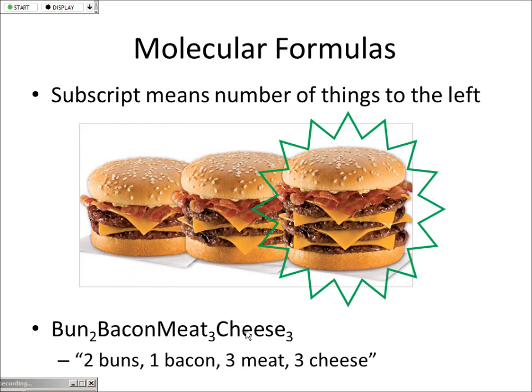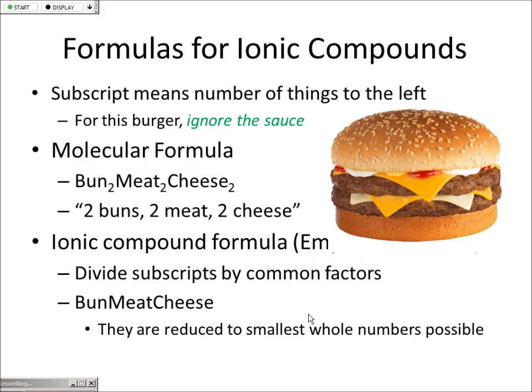To do it again, another example: there's only 1 bacon layer, so you just write bacon, 2 buns, 3 meat, 3 cheese. I'm not endorsing Burger King. Please, in moderation, don't kill yourselves based on this lecture.